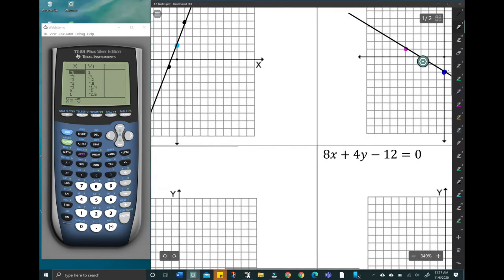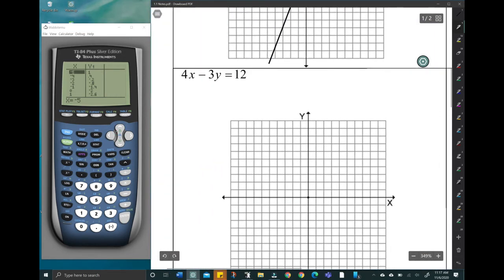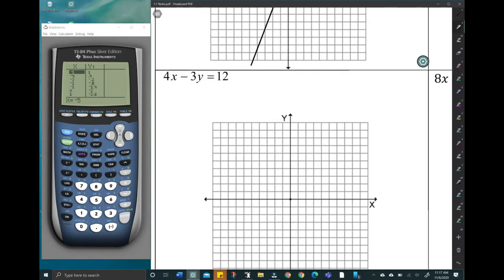Our next examples are standard form examples. Okay, there's a few different ways to do this. I recommend doing the table method. So I'm going to show you the table method.